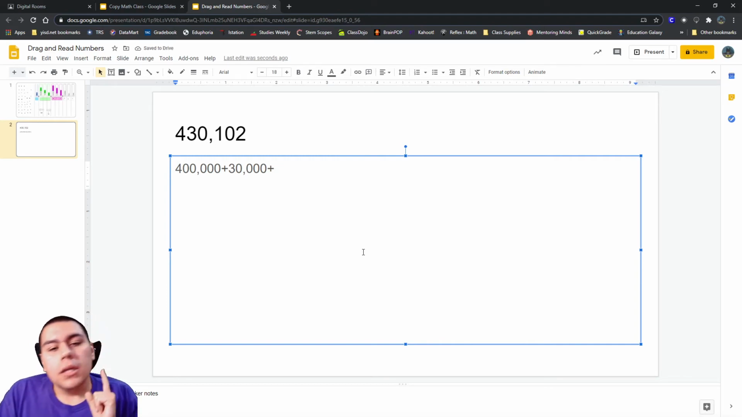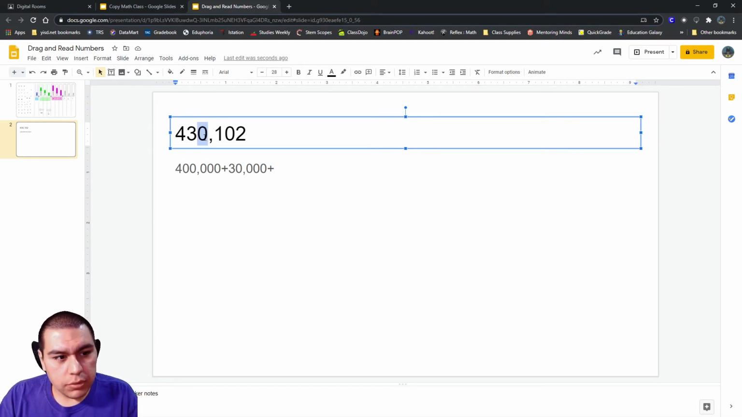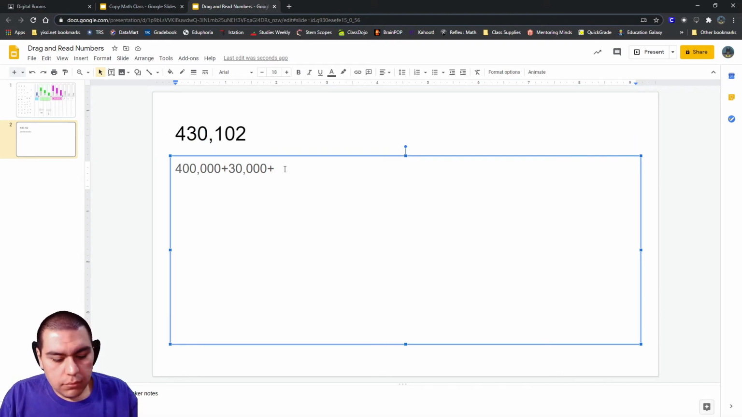Okay. Whenever you have expanded form or expanded notation, you never include zeros. You always skip zeros, and I'll show you why. There's a 0 here. That 0 is in the thousands place.